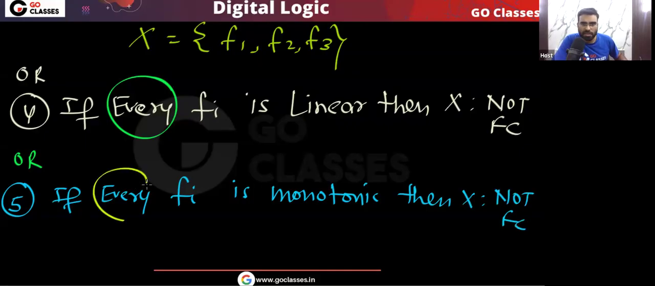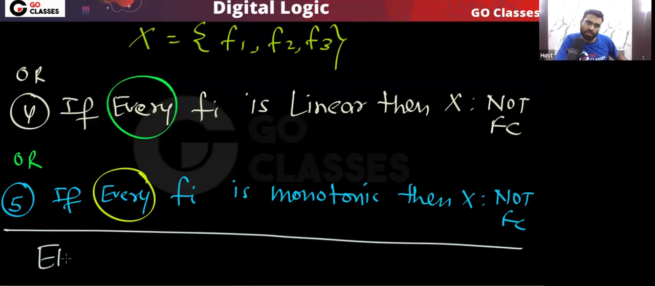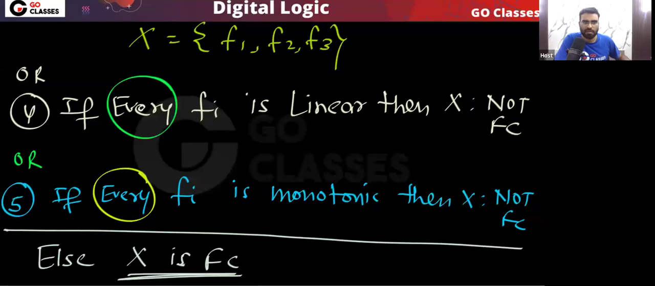Okay. Otherwise, if all these five things are not applicable, else, this is important, otherwise X is functionally complete. Is this clear? Let me know, did you understand? So this is important. If all these five properties are not applicable, else X will be functionally complete. Did you understand? Please tell me.